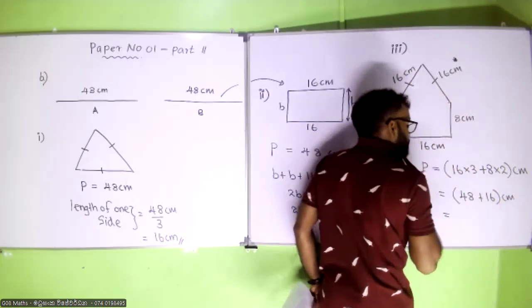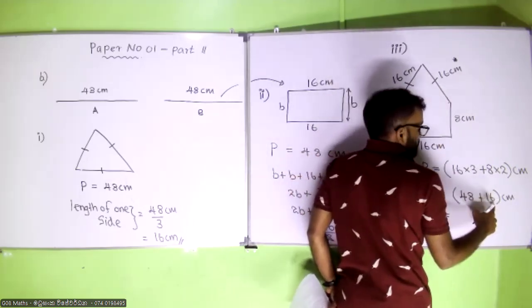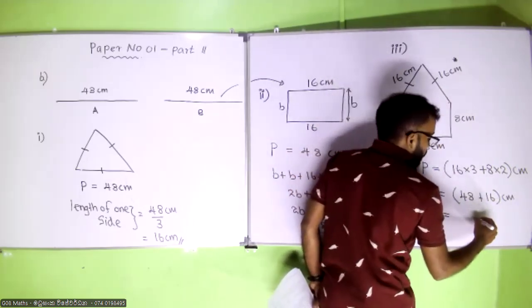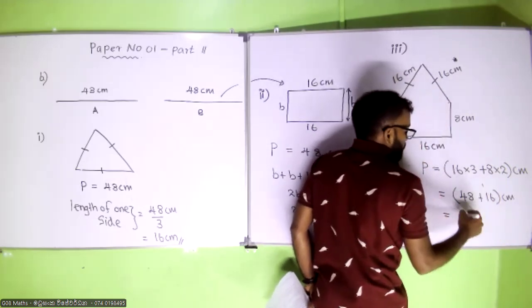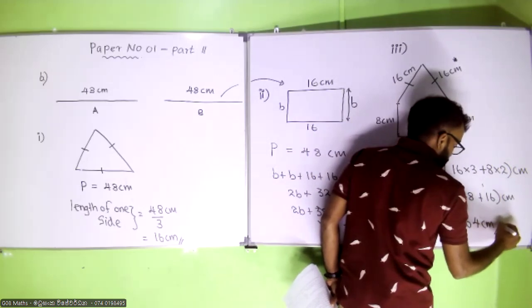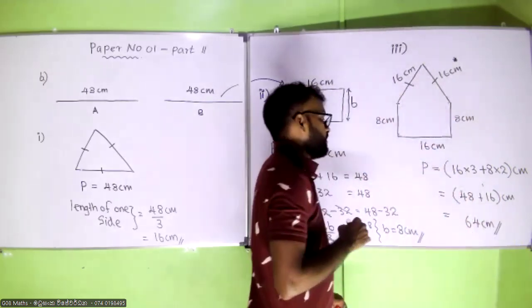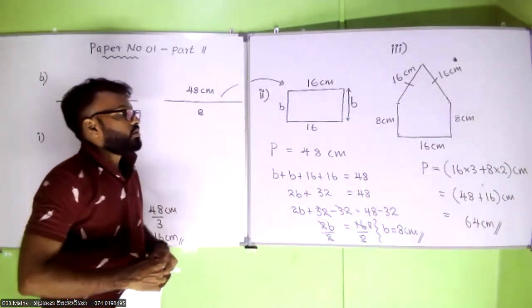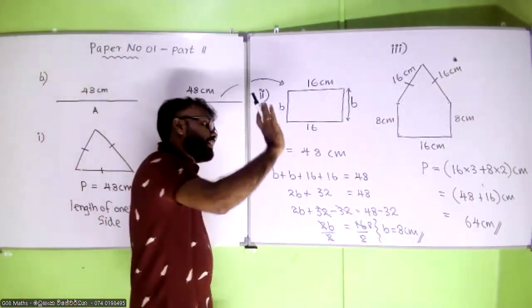48 plus 16 is 64. So the total perimeter of the figure is 64 centimeters.